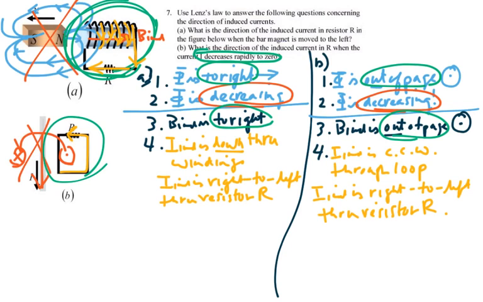So there you have it. Those are the directions through the resistor based on going through our hierarchy of questions for Lenz's law for both of these situations.